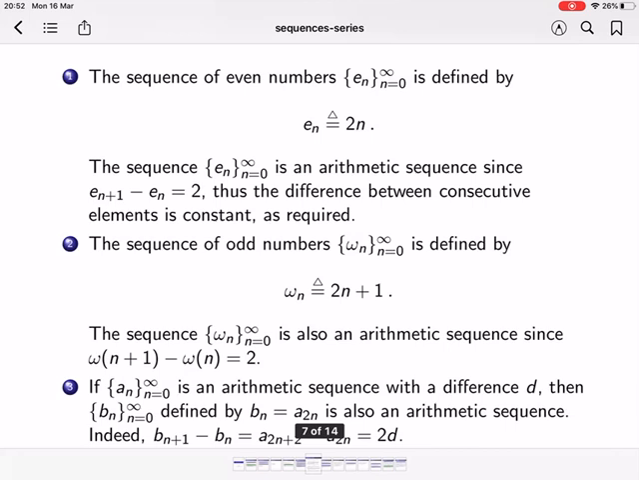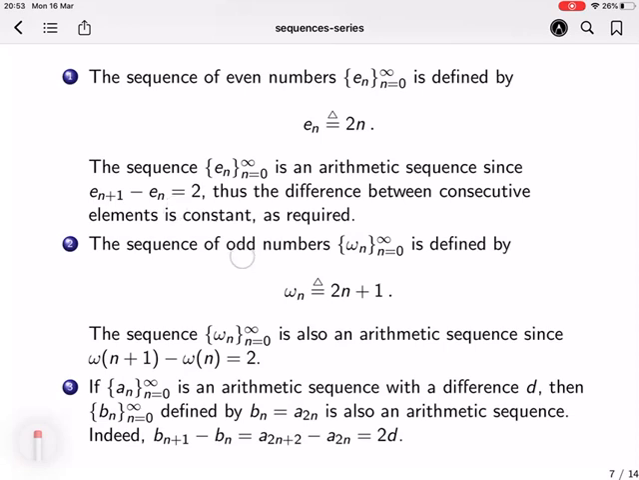Okay, let's see some examples of arithmetic sequences. The first example is the example of even numbers, right? 0, 2, 4, 6, and so on. So En in general is defined to be 2 times n. Now, the sequence En is an arithmetic sequence because the difference between two successive even numbers is exactly 2. Okay, so by the claim we get that this sequence is an arithmetic sequence.